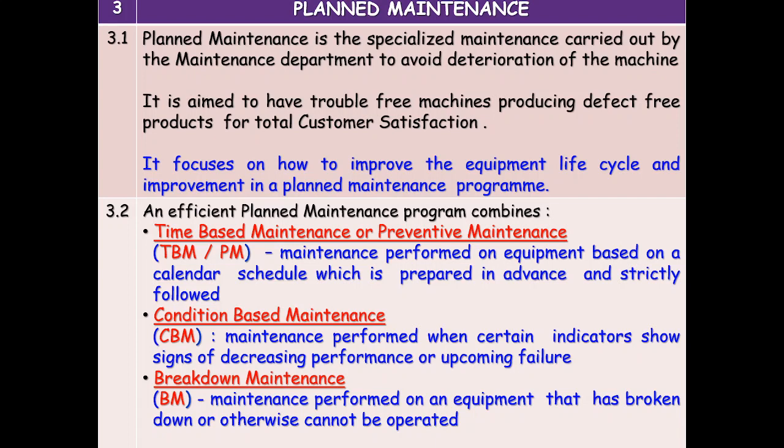An efficient planned maintenance program combines time-based maintenance, or preventive maintenance. That is, maintenance performed on equipment based on a calendar schedule which is prepared in advance and strictly adhered to. Condition-based maintenance. What is condition-based maintenance? Maintenance performed when certain indicators show signs of decreasing performance or upcoming failure. Then we come to breakdown maintenance. Breakdown maintenance is performed on equipment that is broken down or otherwise cannot be operated at all.